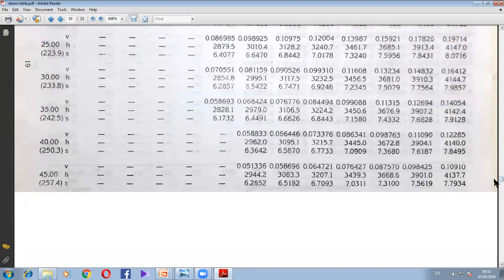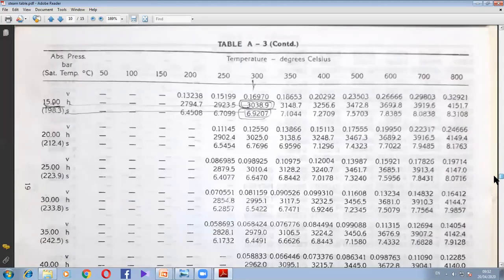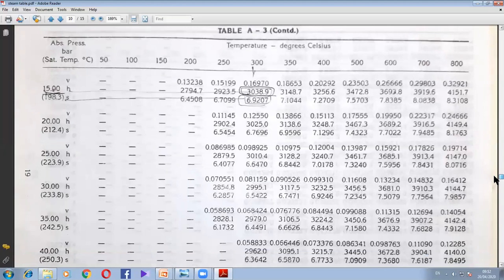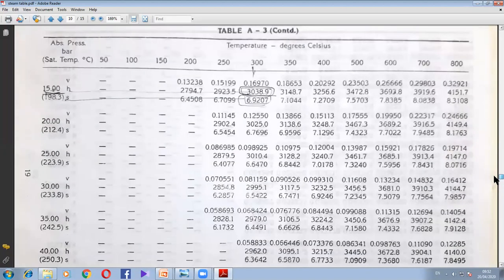And what is the temperature given? See here the temperature starts from 250, 300 like that, right? Here you can see the temperature is 400. So you need to look for the value at 40 bar. See, this is 40 bar and this is 400. These values you need to note. See, these values given are V, H and S. V is specific volume, H is specific enthalpy, S is specific entropy. So we need to note these values.